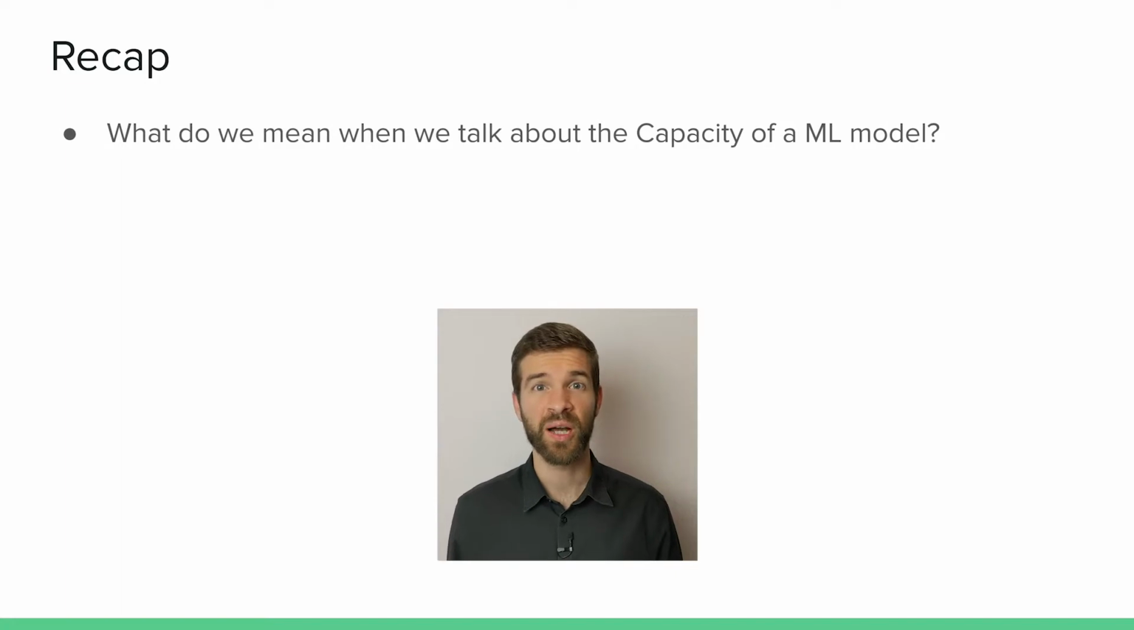Last week we talked about a couple of things, and when we talk about the capacity of a machine learning model, we typically mean the ability of that model to fit a variety of functions. If the capacity is high, it can fit a very complex function. If the capacity is low, it can only fit a limited family of functions.